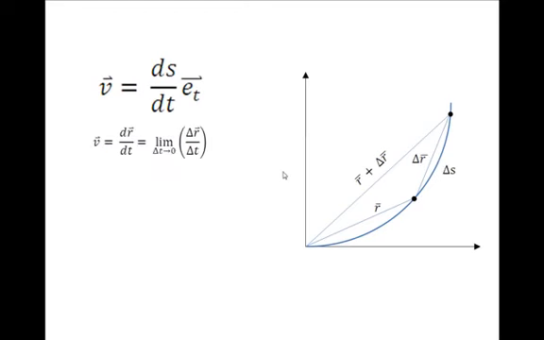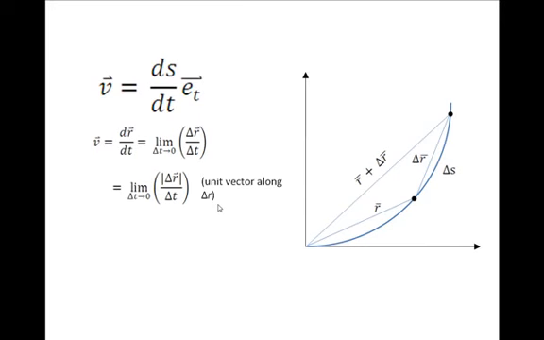Now, by definition, velocity is dr by dt, which by the definition of derivatives we can write as the limit delta t tending to 0 of delta r upon delta t. Now, delta r is a vector, so you can always write it as its magnitude multiplied by a unit vector along its direction. So I write delta r upon delta t multiplied by the unit vector along delta r.